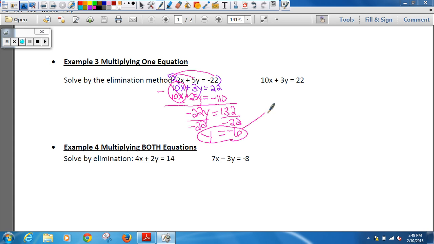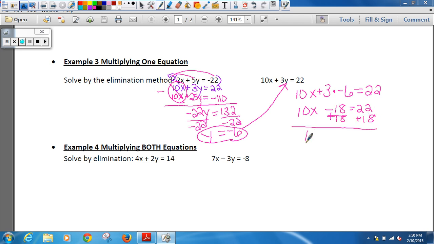I'm going to sub that in. I'm just going to go ahead and sub it into this original one. I'm subbing it in for y. So I have 10x plus 3 times y, which I know now is negative 6, is equal to 22. 10x minus 18 equals 22. I'm going to add 18 to both sides. And I end up with 10x equals 40. Divide both sides by 10. And I end up with x equals 4.